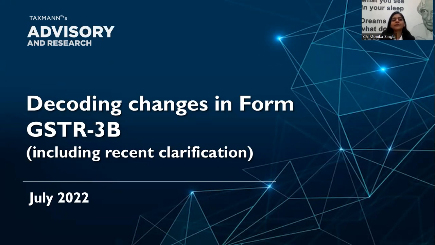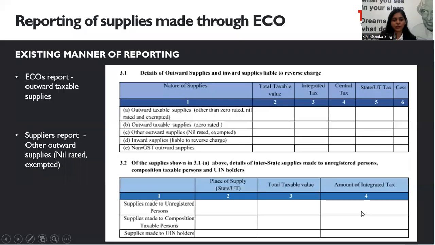As we all know, Form GSTR-3B is used by the taxpayer for furnishing the details of outward supplies, input tax credit, and the payment of taxes is also made in Form GSTR-3B. So, looking at the current manner of reporting of outward supplies in Form GSTR-3B, currently Form GSTR-3B provides table 3.1 for furnishing of details of outward supplies and the inward supplies liable to reverse charge.